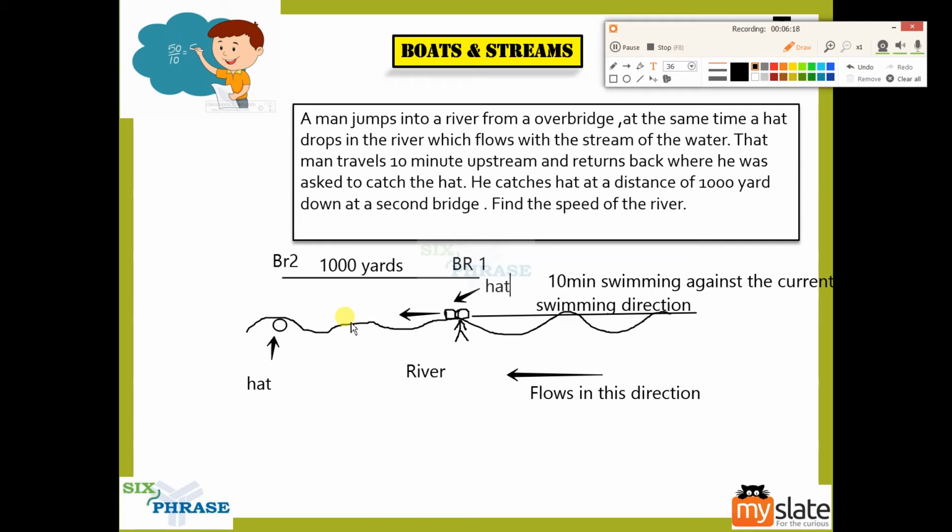By the current, I mean the river. With the current, the hat moves to the left hand side. So he swims for 10 minutes in this direction, and then comes back to the bridge, and then he goes in search of his hat and picks it up. By the time he picks it up, he is under bridge 2, and bridge 1 and bridge 2 are 1,000 yards apart. This is the situation here. Now it all might seem very difficult, but once you understand what is happening here, it is very easy.